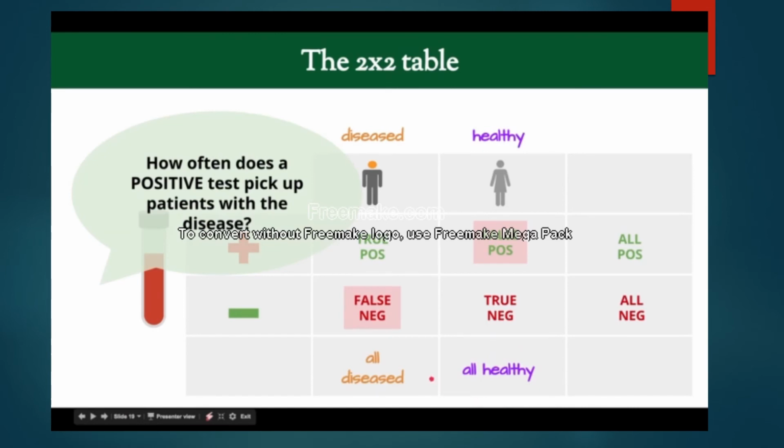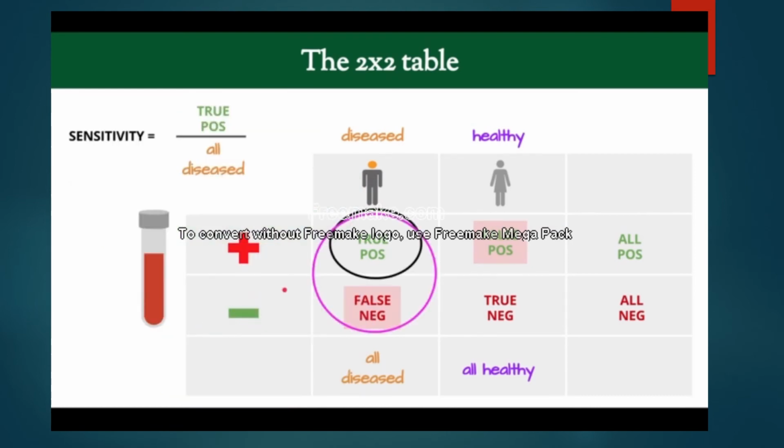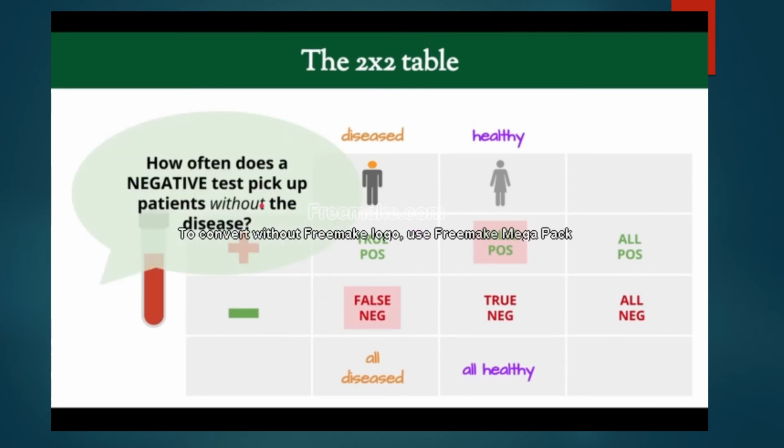So how often does a positive test pick up a patient with the disease? That's what we want to know. And so that is, how sensitive is a test at picking up disease? And the way we calculate that is by looking at a positive test, right here, true positives, and how often does it pick up the patients with the disease? Well, it picked up the true positives, and how many did it miss? It missed the false negatives. So it's the true positives over all of the diseased patients. That's the sensitivity.